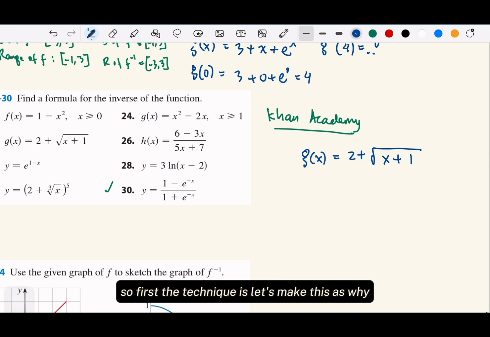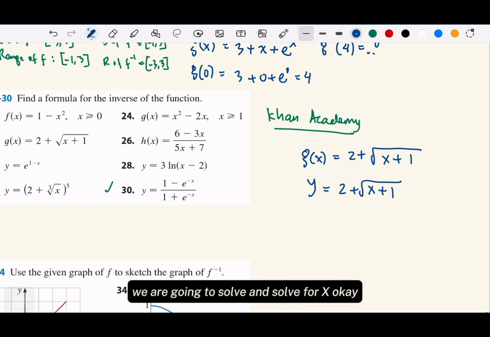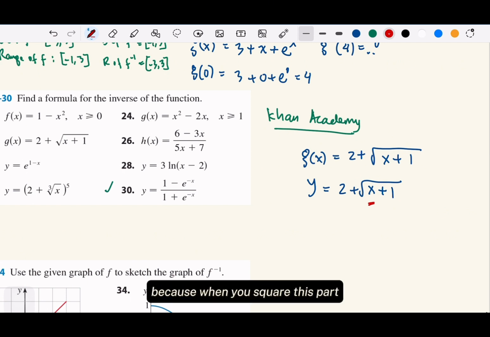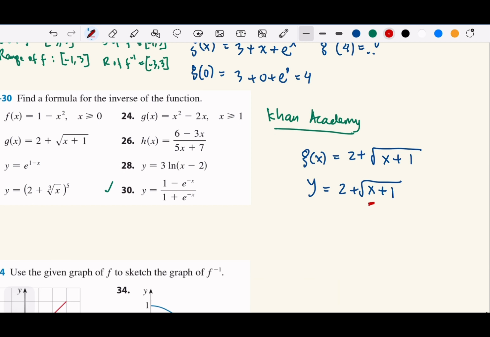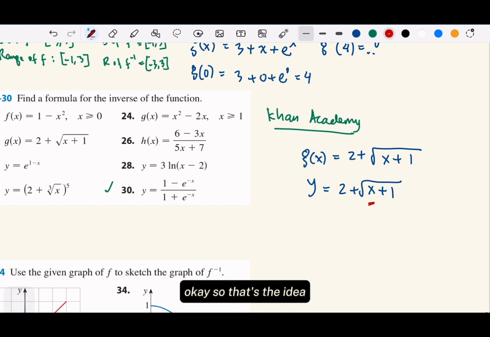So first, the technique is, let's take this as y. So what we are going to do is solve for x, okay? So x is inside the square root. So what do we need to do first? If you square this directly, you will get into trouble, because when you square this part, you will get a component like 4 plus 2 times 4 times the square root, and then plus the square. Right? So the best way to do it is to move the 2 to the left, and then you can have a perfect square root that you can remove easily. Okay, so that's the idea.